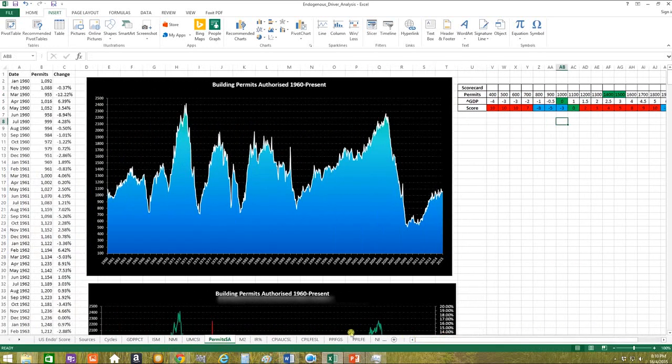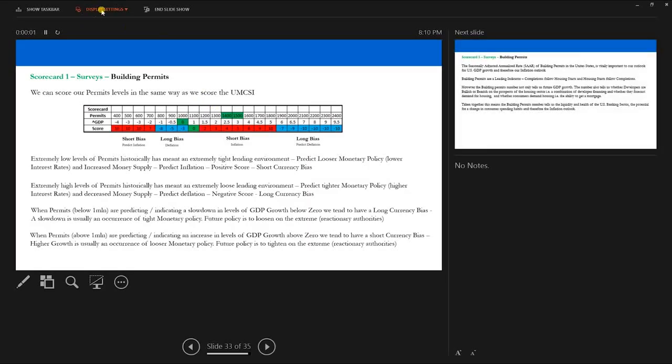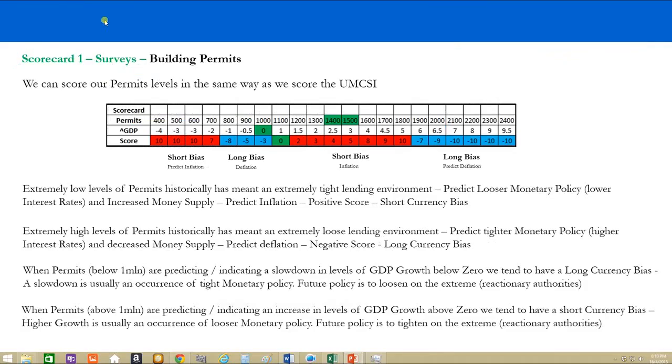So these things, basically, when you create a big scorecard, which we'll look at later, they do net each other out, and we get a general broad average of what the future outlook is for the US economy and the US dollar in an endogenous format. Remember, that's key. So let's go back over to the presentation, and let's just summarize the building permits number.